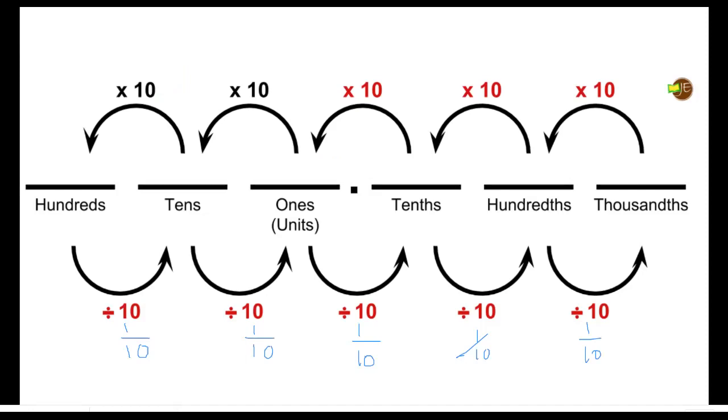So to recap, each place value spot is 10 times bigger as we go up, and as we go down, it's 10 times smaller, which is the same as dividing by 10 or saying 1/10 times, 1/10 of each place value spot. All right.